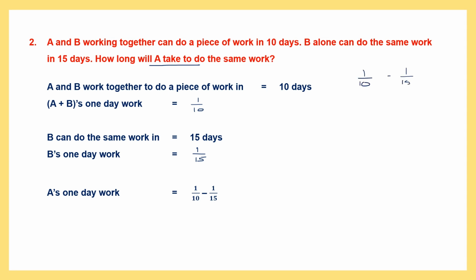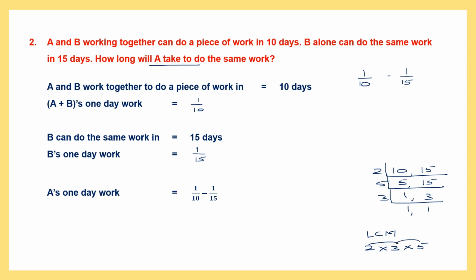Remember, now this is subtraction of fractions. So let's find the LCM of the denominators 10 and 15. So this will be 2, starting with 2, 2 5s are 10, 15 we bring it down as it is. Now let's take 5, 5 1s are 5, 5 3s are 15. Now we can use 3, 3 1s are 3. So the LCM will be, we're going to use these numbers 2 into 3 into 5. 2 3s are 6, 6 5s are 30. So the LCM is 30.